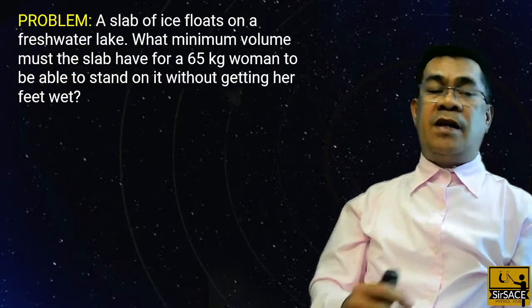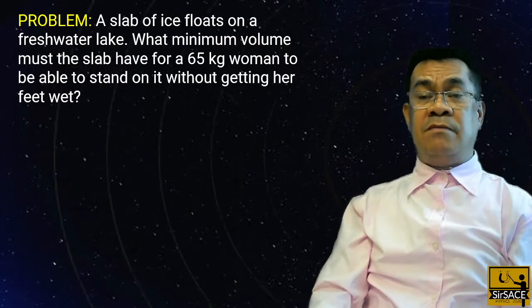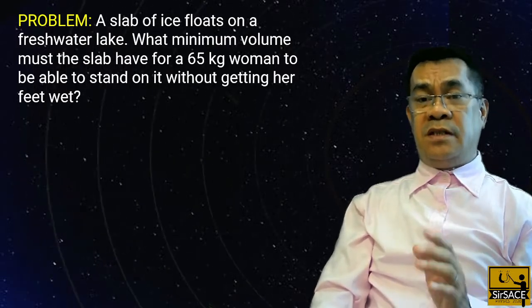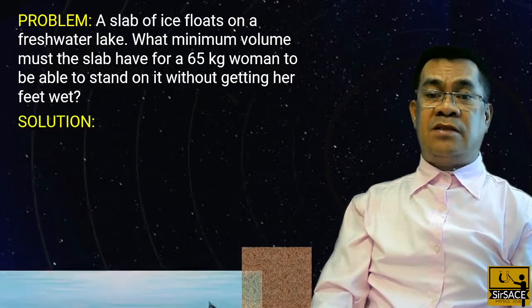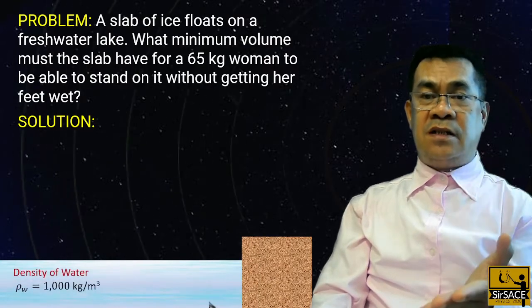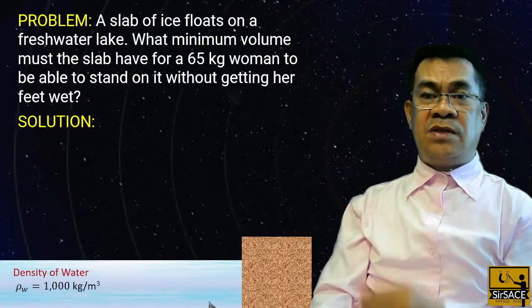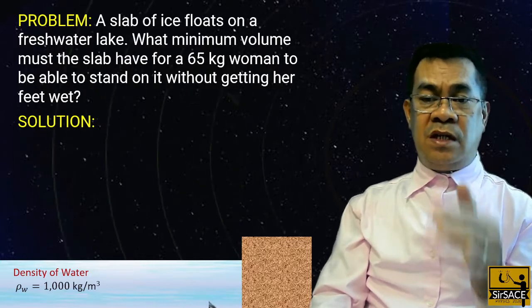So in order to apply the principle of Archimedes, let us have this problem. The problem says that a slab of ice floats in a freshwater lake. So meaning we have the lake. Now take note that the density of the lake is 1,000 kilograms per cubic meter, because it is a freshwater lake. It's already given.